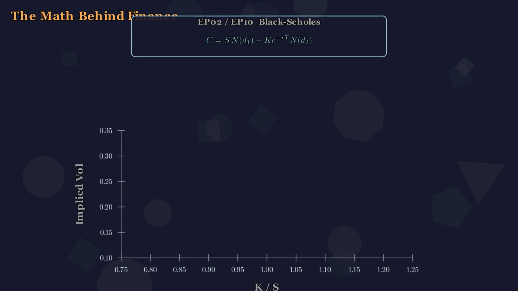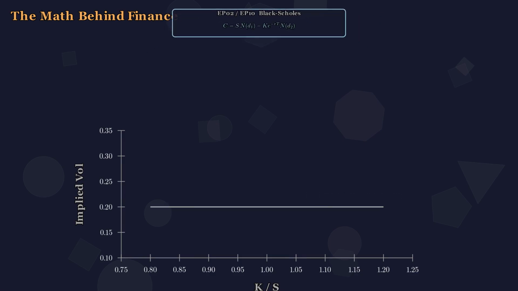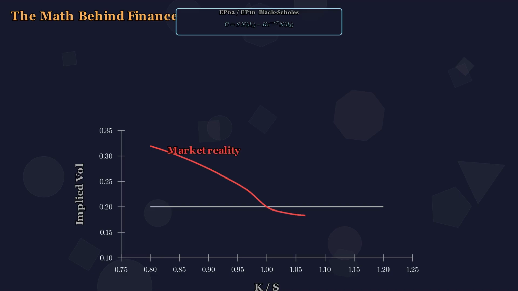If sigma is truly constant, then every option on the same underlying, no matter the strike, should imply the same volatility. Plot implied volatility against strike, and Black-Scholes predicts a perfectly flat line. But the market disagrees. Plot implied volatility from real option prices, and the line is not flat, not even close. Out of the money puts trade at dramatically higher implied volatility than at the money options. The shape is called a volatility skew.